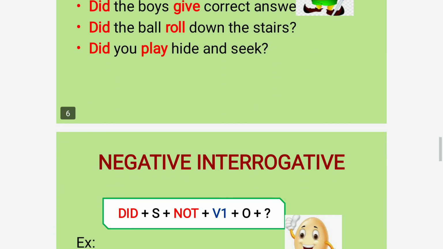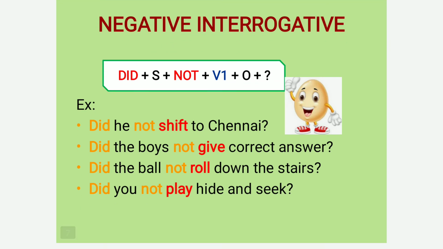Next, we are going to learn negative interrogative. It is too easy. It is the same as an interrogative sentence. We are just going to write the same structure that we have seen in interrogative. Did plus subject, but the subject is followed by the negative word not before the verb. That means between the subject and verb, in an interrogative negative sentence, we are going to use the negative word not. Let us see the example. Did he not shift to Chennai?